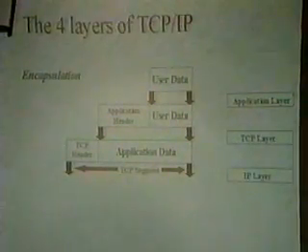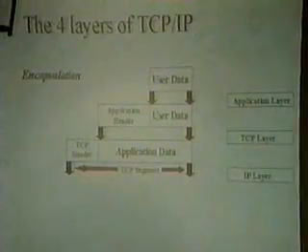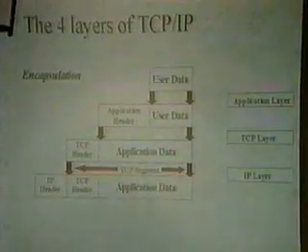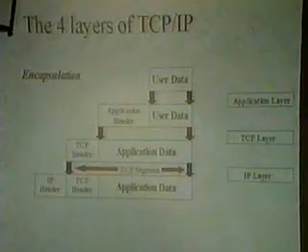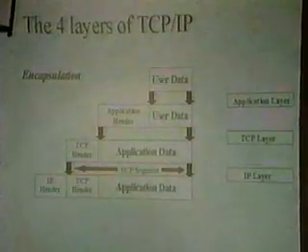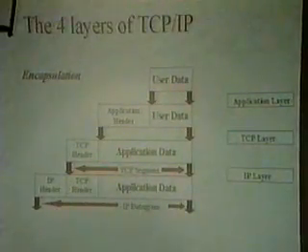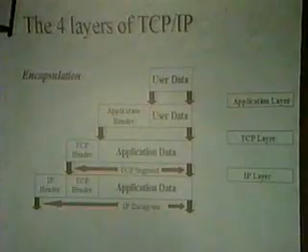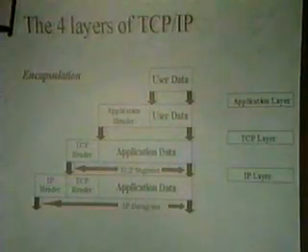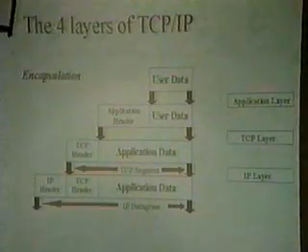Moving on down, the next layer we have is our IP layer. As you can see, the IP layer adds on its own IP header. And this piece of data is what's known as an IP datagram. It's comprised of your application data, your TCP header, and your IP header.